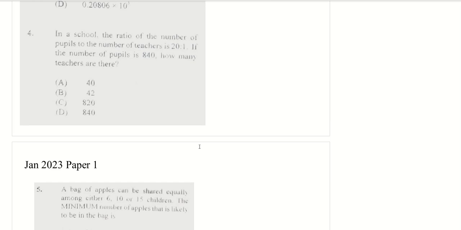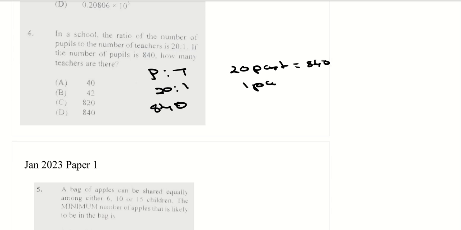In a school, the ratio of the number of pupils to teachers, so P to T, is 20 to 1. If the number of pupils is 840, how many teachers are there? So we know that 20 parts is equal to 840, and we want to know one part, which is teachers, so 840 divided by 20. 2 could go into 84, 42 times, so it would be B, 42.